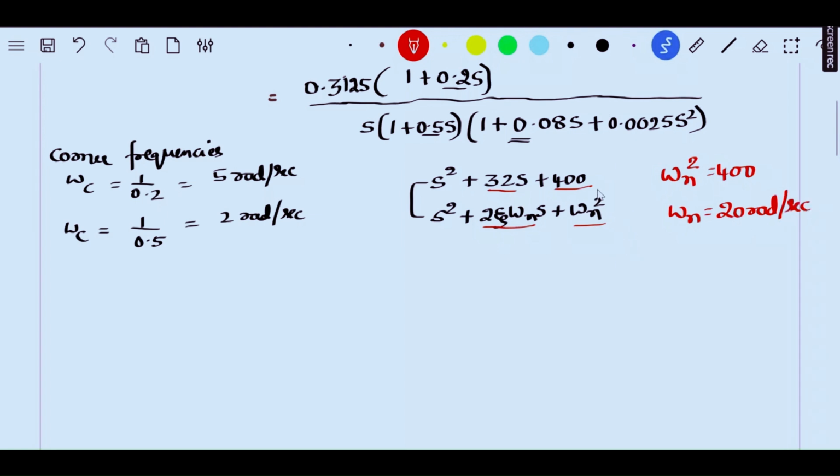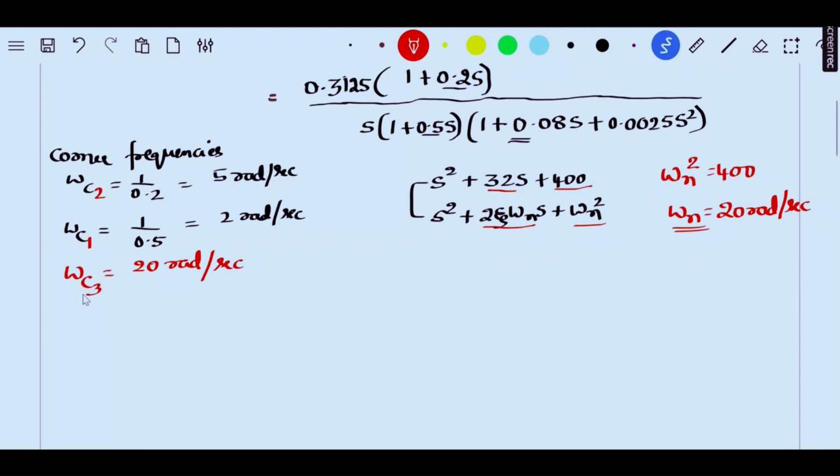Now, when you have a quadratic term, the corner frequency itself is the natural frequency. Keep that in mind. So the corner frequency and the natural frequency are one and the same. Therefore, omega c for the quadratic equation is actually the natural frequency, which is 20 radians per second. In this particular problem, omega c1 is 2 radians per second, omega c2 is 5 radians per second, and omega c3 is 20 radians per second, because that is how the values are.